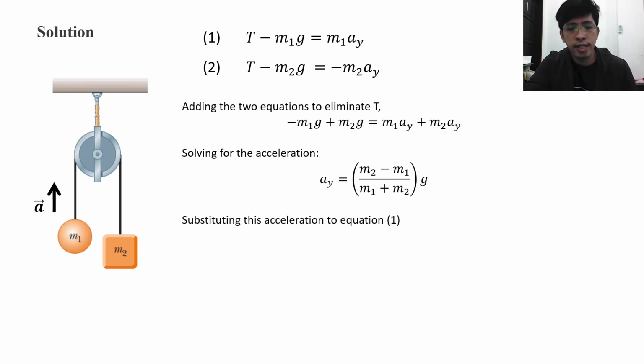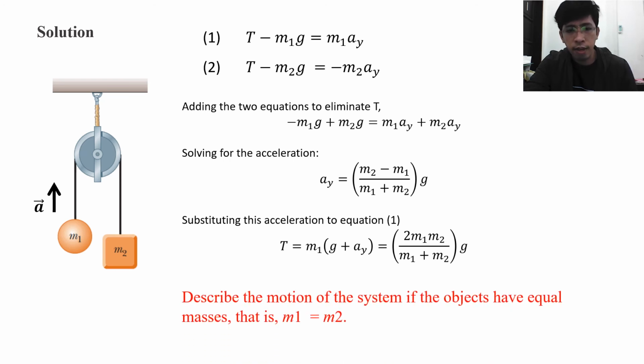And substituting this acceleration to equation 1, your equation 1, T is equal to m1(g plus ay). Substituting ay to this equation here, you have your tension T is equal to 2m1m2 over (m1 plus m2) times g. Okay, so that is the magnitude of your tension T.